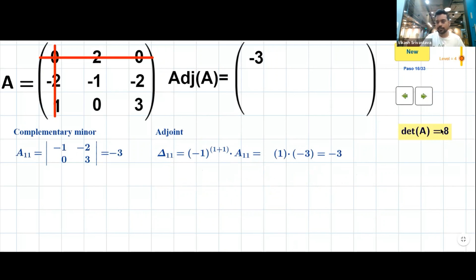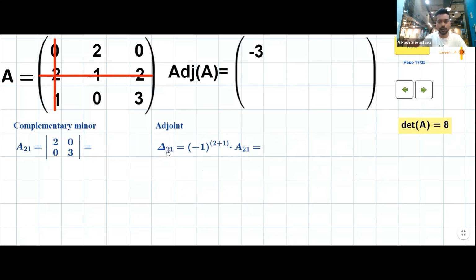So let's move ahead. So del 21 will be calculated. What are the elements that we need to consider? We'll not focus on this second row and the first column, but all the other elements apart from it. So 2, 0, 0, 3. We calculate the determinant of this, right? So this is 6, and then we calculate the adjoint element. -1 to the power 2 plus 1, right? Because this element is sitting at the second row and the first column. In this way, we calculate del 21.